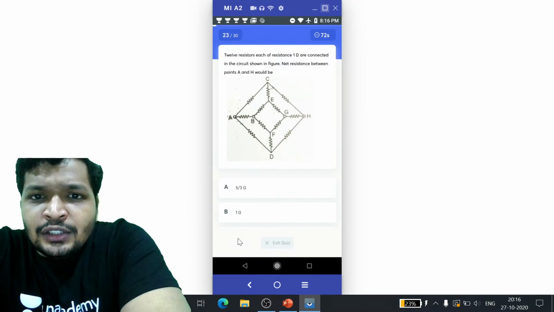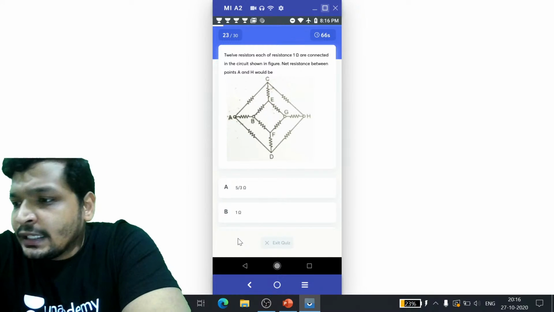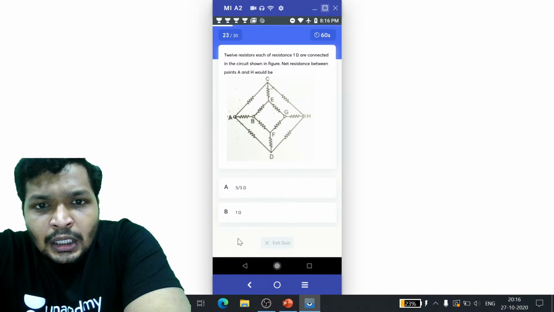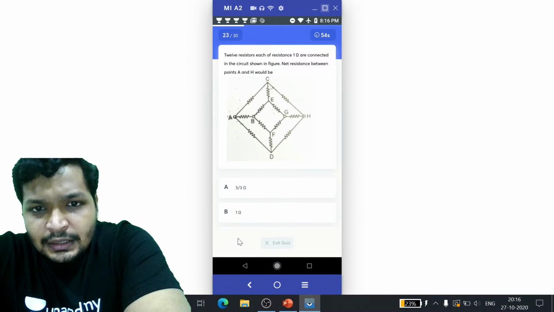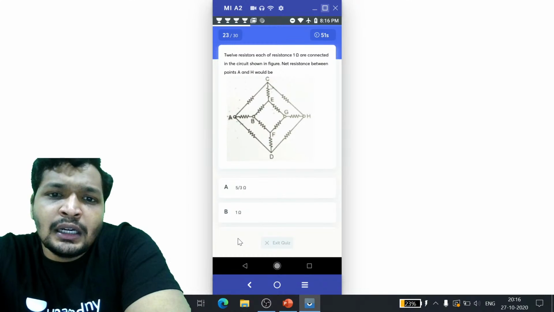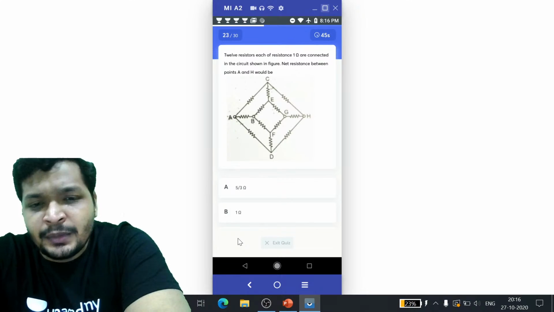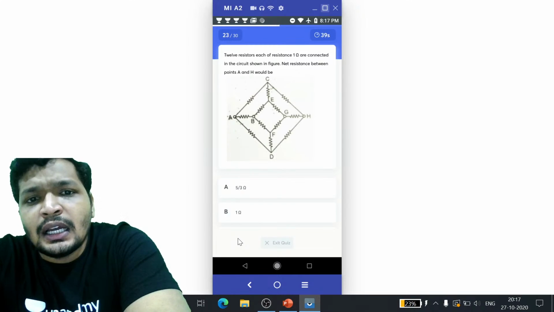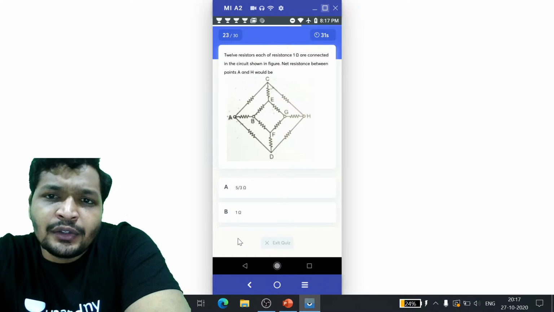So 12 resistances, each of 10 ohms, are connected in the circuit as shown. The net resistance between point A and H would be. Okay. So there are 12 resistances between A and H. You need to find out the equivalent resistance. So there are probably somewhere, I believe there are like Wheatstone bridges. Or from symmetry as well, you can say there are like Wheatstone bridges. So just try to analyze those Wheatstone bridges and okay, there isn't any Wheatstone bridge. Okay, go by symmetry. Symmetry is the easiest way to solve this problem.